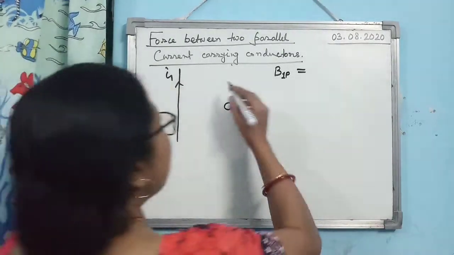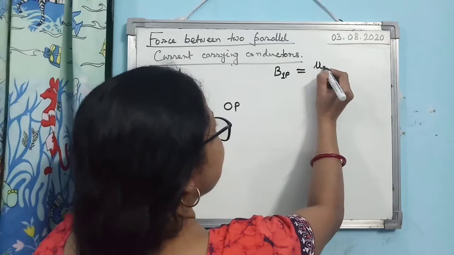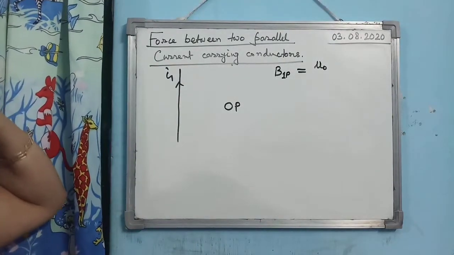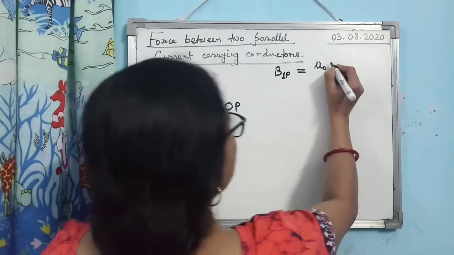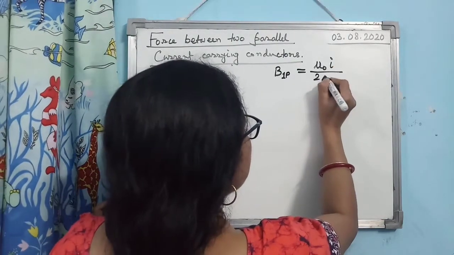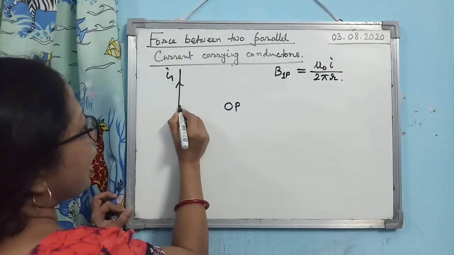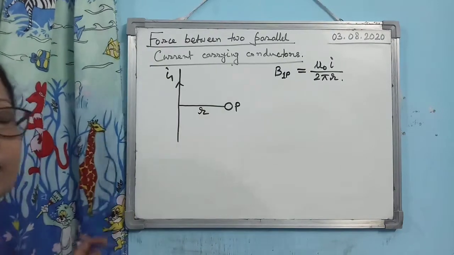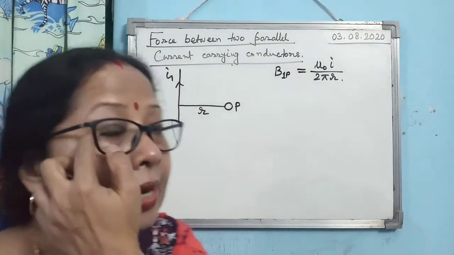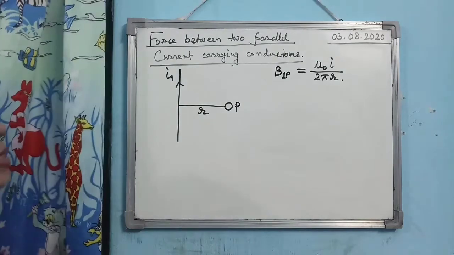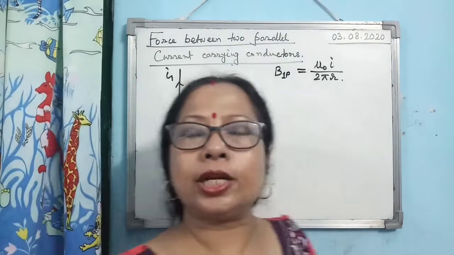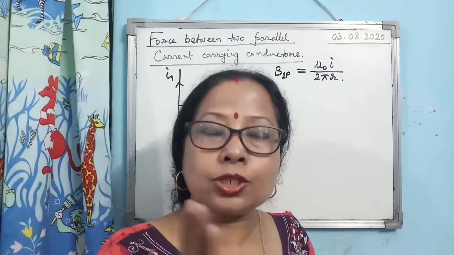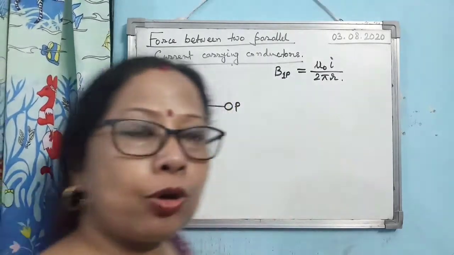Now, according to our previous concept, the magnetic field due to a current carrying conductor is given by mu 0 I by 2 pi r, where r is the distance of the point of observation from the current carrying conductor. This is the magnitude. Now what is the direction? For the direction you have to use the right hand palm rule number 1. I hope you can remember.